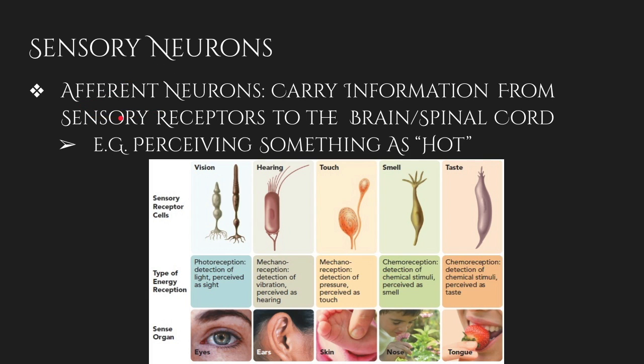Afferent neurons are a specific type of sensory neuron. They carry information from the sensory receptors to the brain or spinal cord. So what they actually do is detect external or internal changes and send that information to the central nervous system. In this diagram, you can see that there are different types of sensory receptor cells, like vision, hearing, touch, smell, and taste. You can see for the vision receptor cell that it causes the detection of light to be perceived as sight. Sensory neurons are why you perceive something as hot.